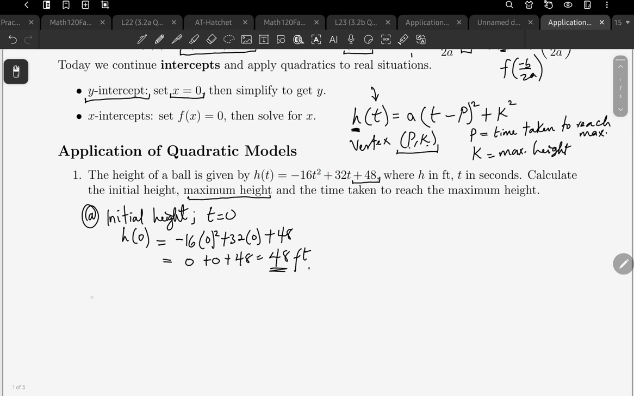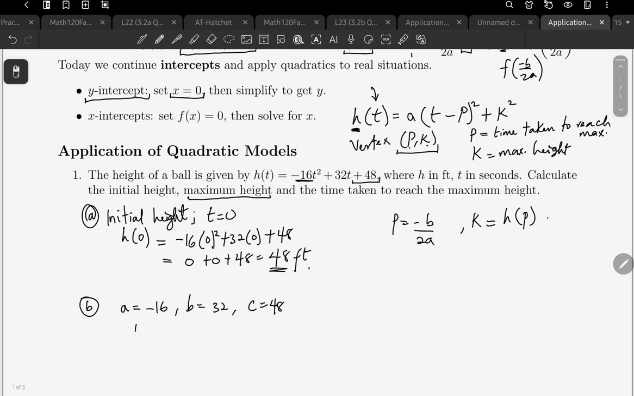So we remember that P, which we used to call H, is negative B over 2A. And K is simply going to be, in this case, H of P. So to get P, the time taken to reach maximum height, let's get that first. So basically what we are looking for is a vertex. First and foremost, A is equal to negative 16, the leading coefficient. B is equal to 32, and C is equal to 48.